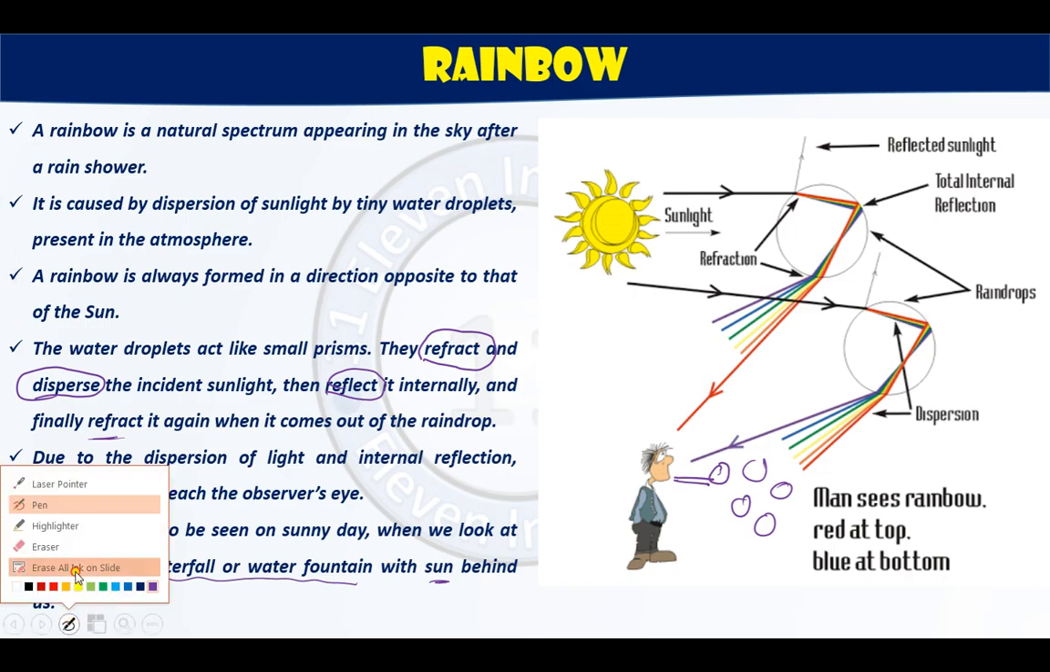I hope this much is clear to you. Now we will see one animation, right, which will make it very clear, and it will make both the things clear. It will make the dispersion by prism clear. Dispersion by prism will be clear, and also rainbow will be clear. Let us now observe this animation.